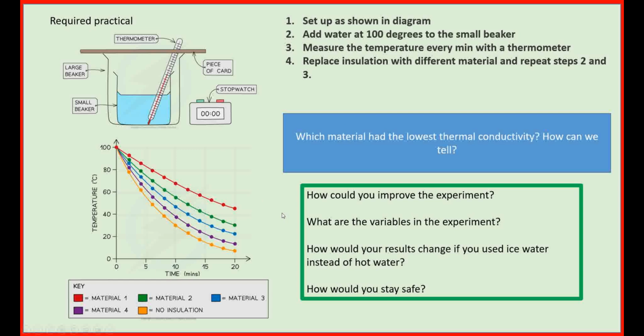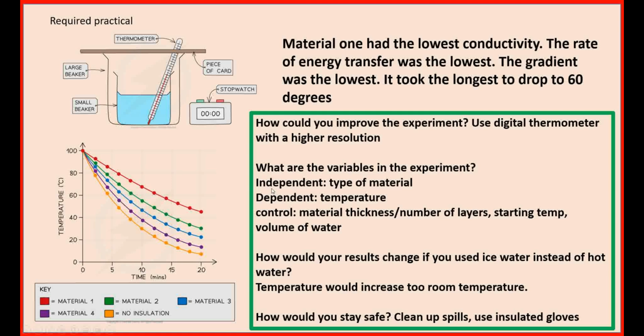Okay, moving on. So the material with the lowest conductivity, the lowest rate of heat transfer, is going to be material 1, the red one. Okay, it drops the slowest. It's got the lowest gradient. It takes the longest time to decrease past 60 degrees. All of those things you could say as a description of why it's got the lowest thermal conductivity.